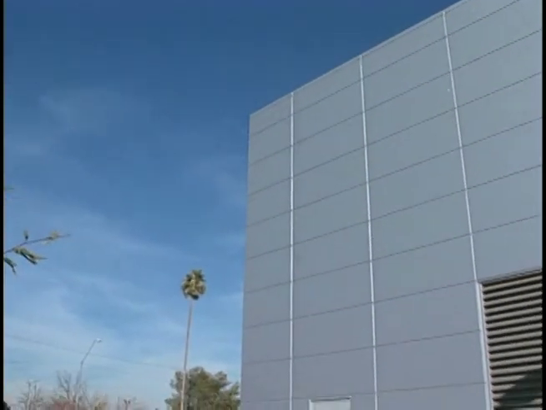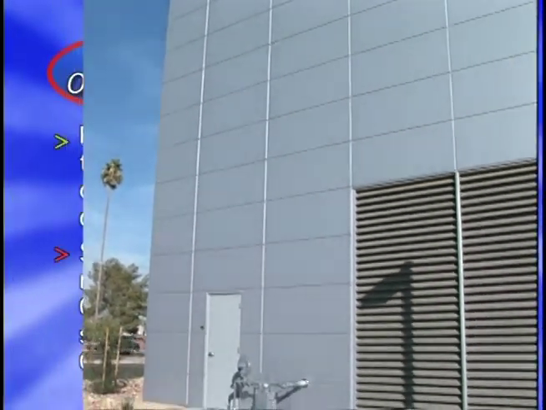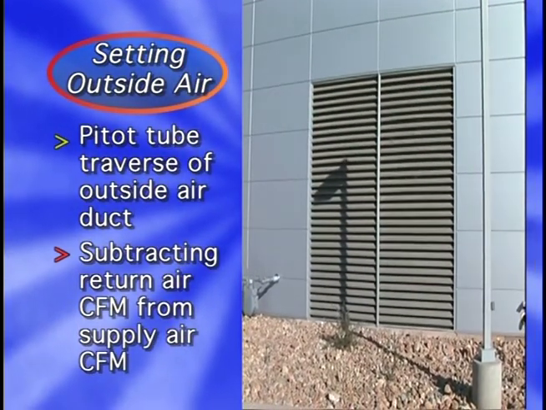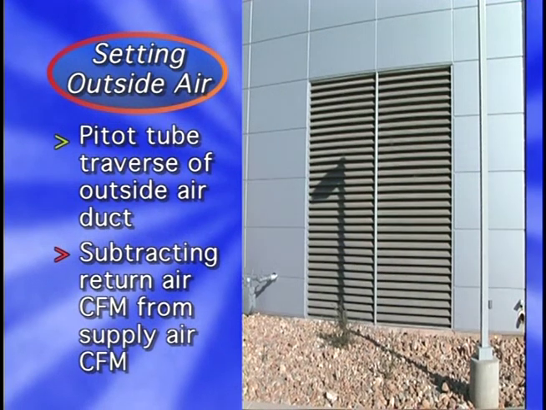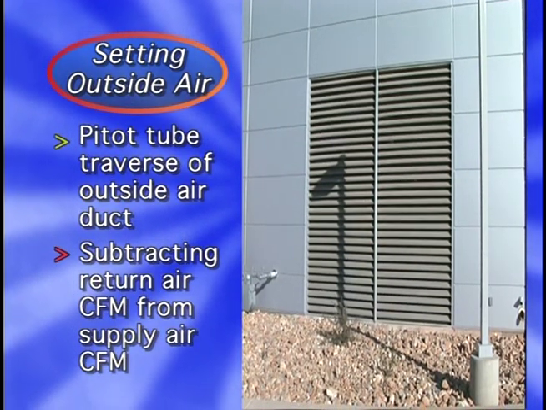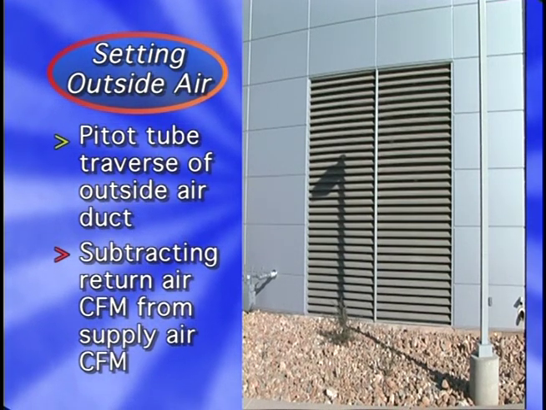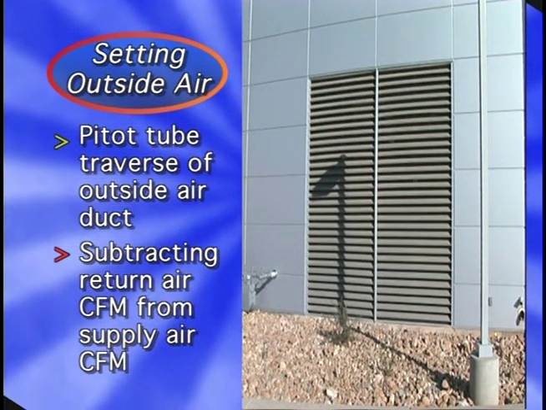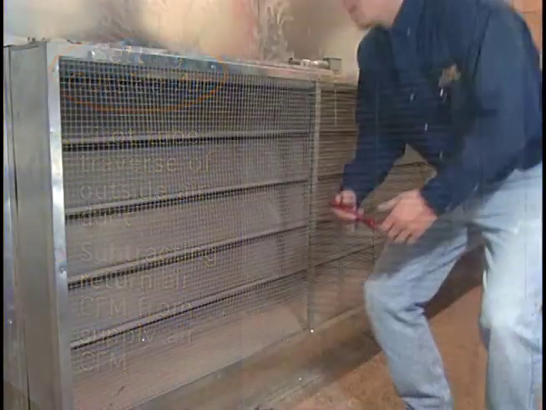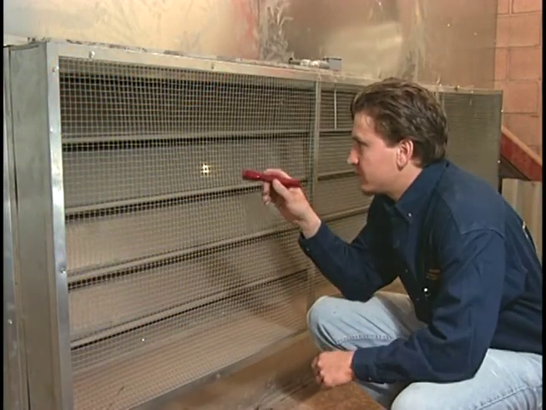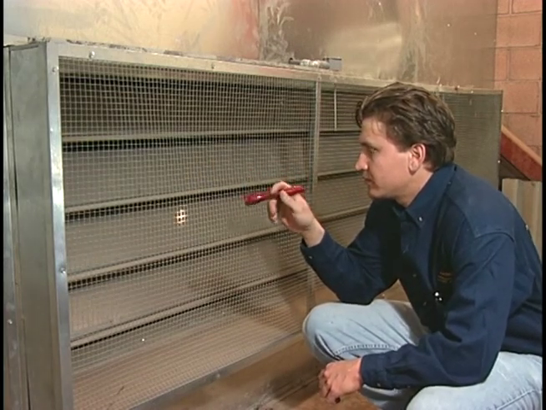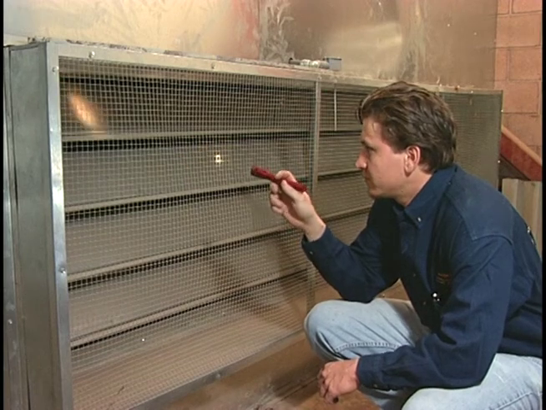The first two methods to set outside air, pitot tube traverse of the outside air duct or subtracting the actual return air CFM from the actual supply air CFM, are preferred over the temperature method because temperature readings generally are both difficult to take accurately and are time-consuming. However, if the temperature method is used, it is best to set the dampers when the temperature difference between the outside air and return air is at least 20 degrees.